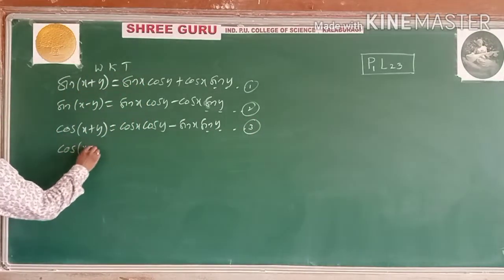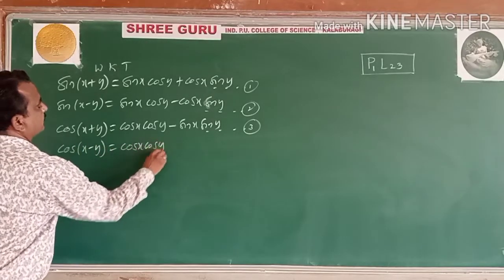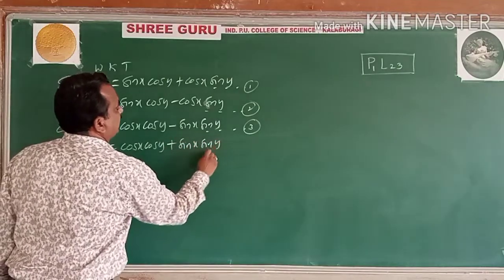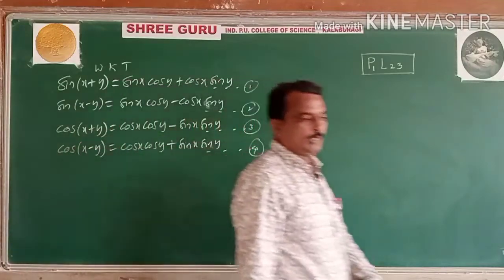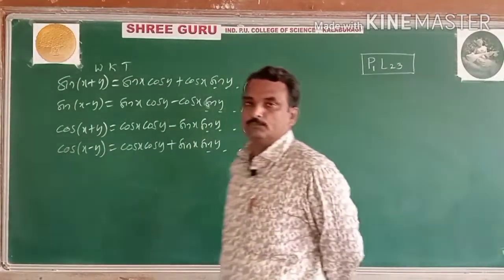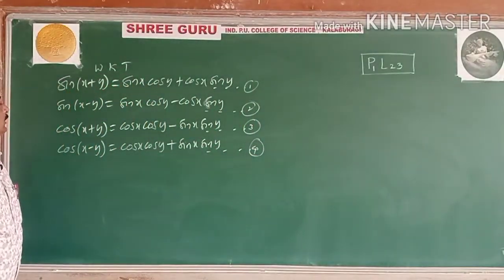Cos of x minus y is equal to cos x cos y plus sin x sin y. These are the 4 formulas: formula number 1, 2, 3, 4. Four formulas here: cos of x plus y, cos of x minus y, sin of x plus y and sin of x minus y.